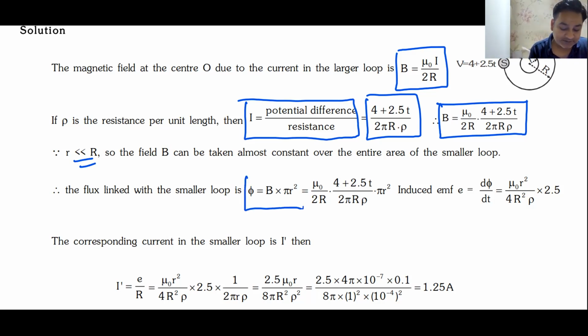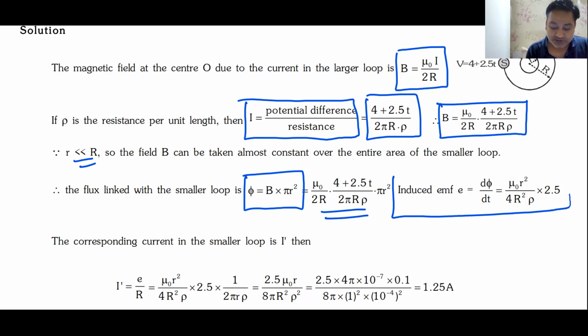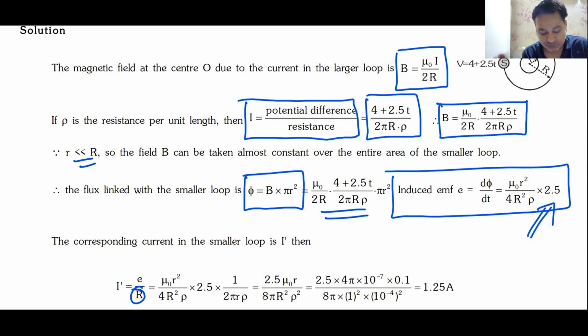So you multiply this magnetic field by area pi r square of the smaller loop. You will get the flux in that loop. To find out the induced EMF, you do the derivative of that flux, and that is how you get the answer for the induced EMF. To find the answer for the induced current, you have to divide it by the resistance of the smaller loop. Once you do that, you will have your answer. Do we understand this?